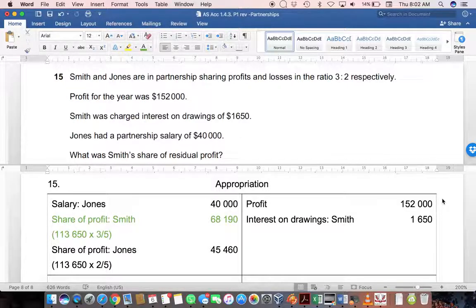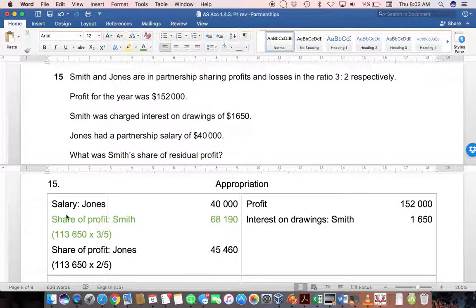On the credit side, I show profit of $152,000 as profit increases equity, and it has a credit balance, so it'll come in here on the credit side. The fact that Smith was charged interest on drawings means it also needs to come in on the credit side, because in effect it's being subtracted from Smith, 1,650. Then on the debit side, I'm going to show all the amounts that would have been credited to the partners' current accounts. Firstly, the salary to Jones of $40,000, and then I'm going to work out what is left over.